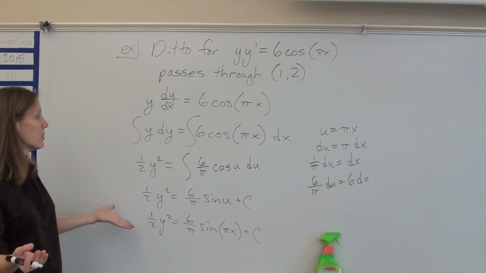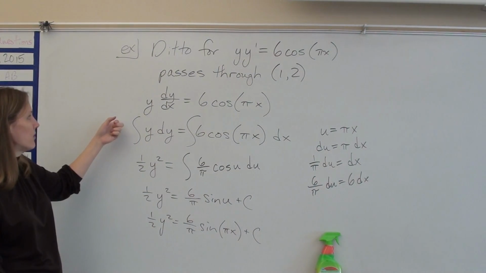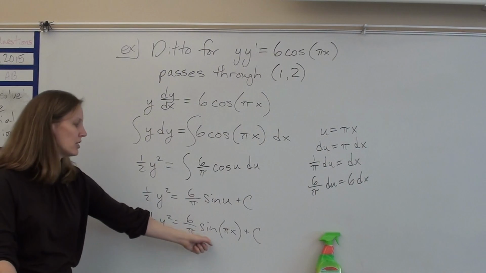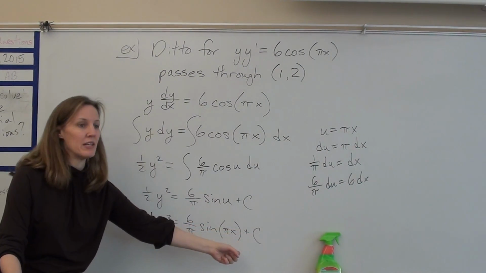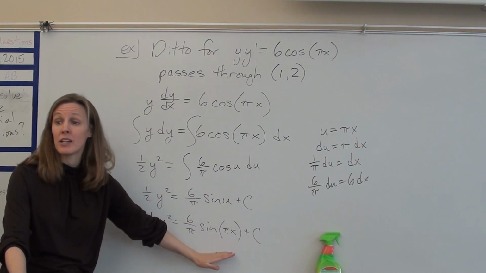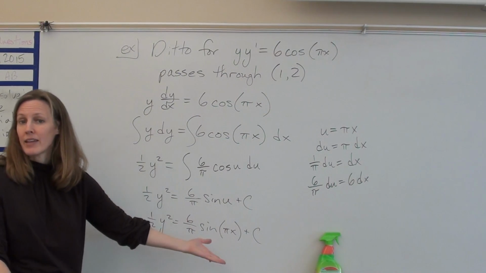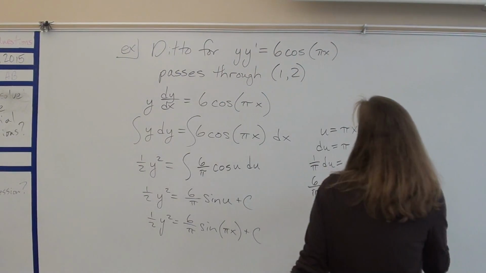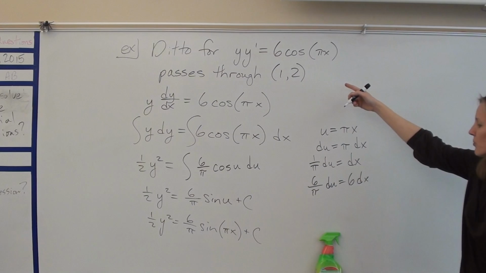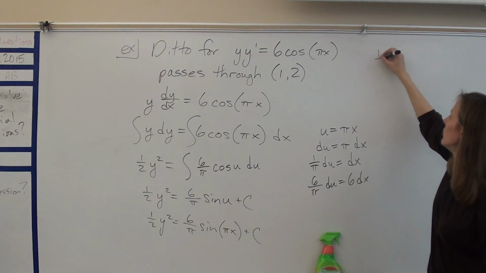Alright, so this would be a 6-pointer, right? Because you get a point for separating, and then a point for each antiderivative, and a point for the plus c. That's 4 points just right up to here, right? Then you get a point for finding c. So we plug in a 1 for x and a 2 for y. Everyone, I want you to do that. I want you to find c.